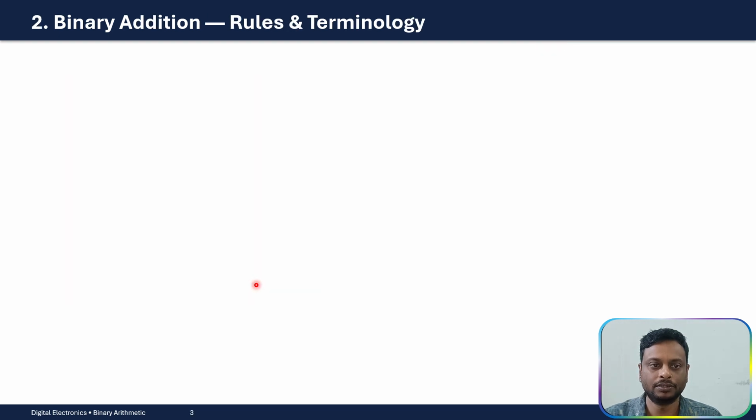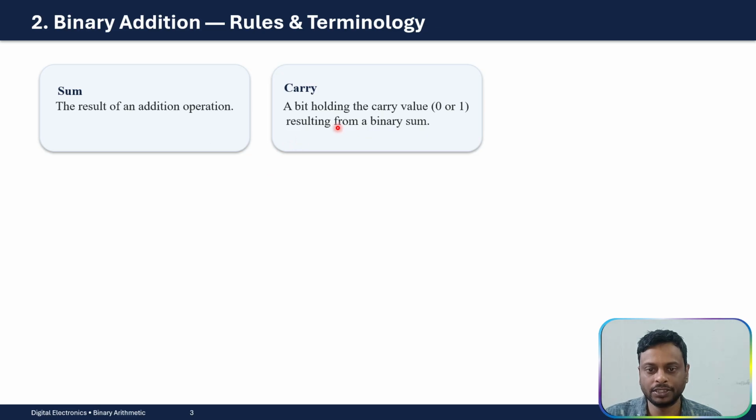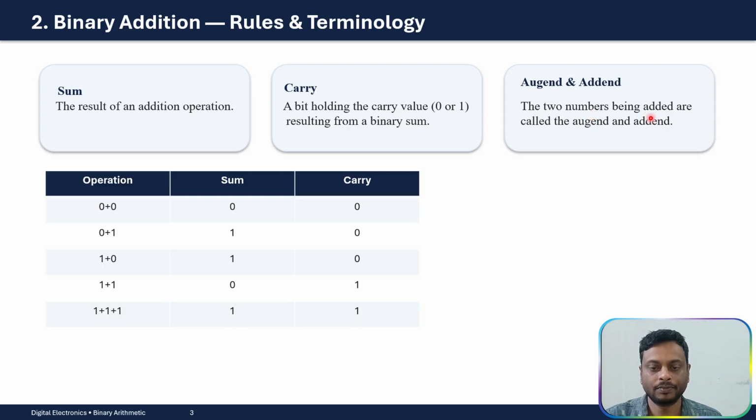Now let us see binary addition, for binary numbers only, not signed ones. The sum is the result of the addition operation, and there is also a carry value. The two numbers which are added are known as the augend and the addend. These are the 2-bit operations, and this is a 3-bit operation.